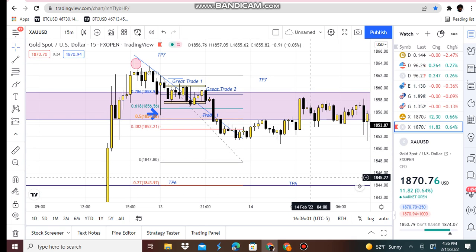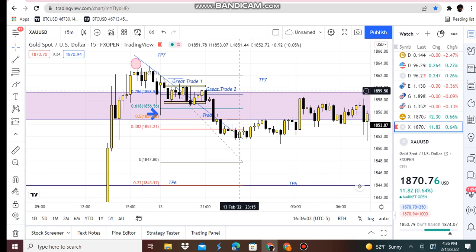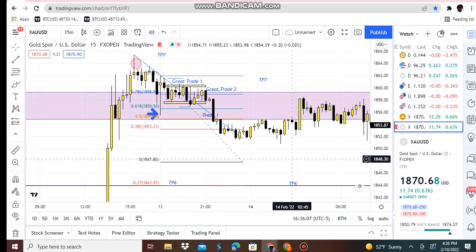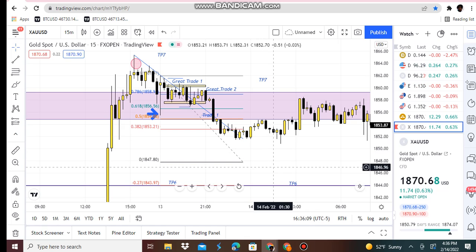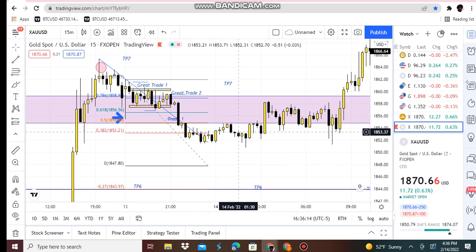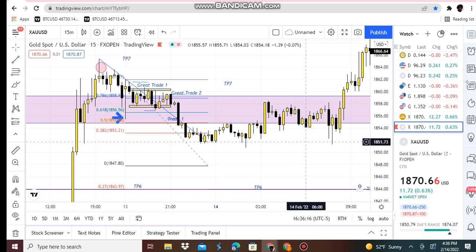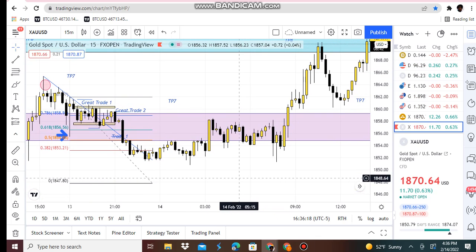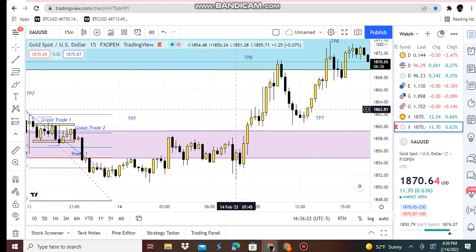Extremely important. Price did go all the way down to 0.382. Once it got to 0.382, we thought it was going to go to 0 and the 27 extension, take profit 6. It didn't. It consolidated at 0.382 for a little bit, and then pushed all the way past take profit 7, and all the way up to take profit 8, and now we're at take profit 8.